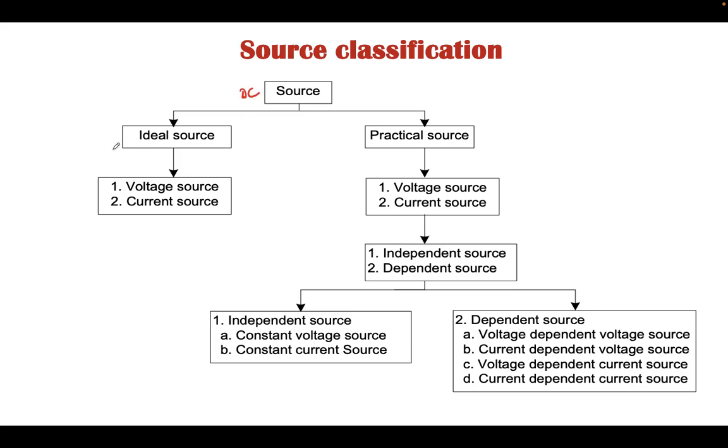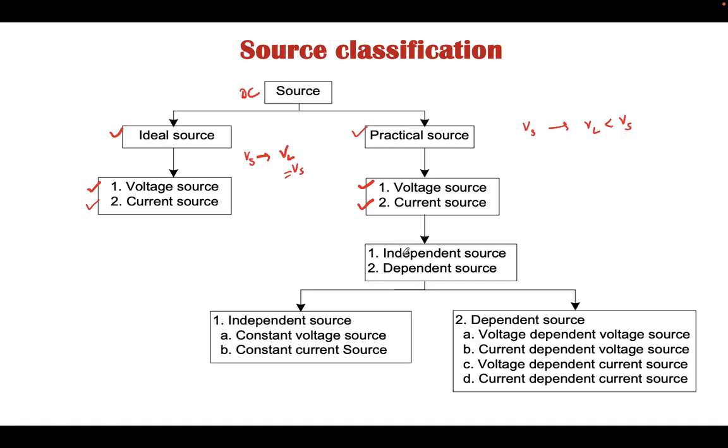Now, in the case of DC sources, the source may be an ideal source or a practical source. In the ideal case, we can have an ideal voltage source and an ideal current source. Similarly, in the practical case, we can have a practical voltage source and a practical current source. Ideal and practical here means: if the output of the source is Vs, then in an ideal source the voltage across the load, VL, will be equal to Vs. Whereas in a practical source, if the output of the source is Vs, the voltage across the load VL will be slightly less than Vs.